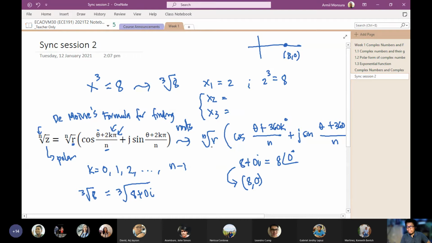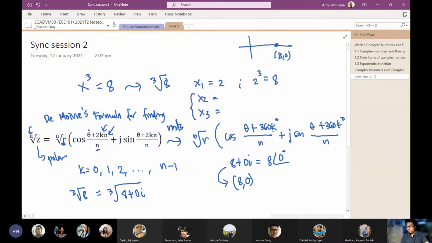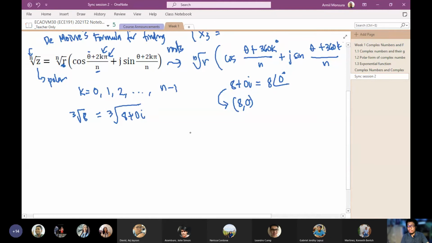Okay, which means, using the De Moivre's formula, your R here is 8, and your angle here, this theta, is 0. Since we express this in terms of degrees, we will use this 360k formula instead of 2 pi k. Since you're looking for cube root of 8, your k would be 0, 1, and 2. 2 here being n minus 1, because your n here is 3. That's why your k would evolve from 0, then 1, then 2. Is that clear?